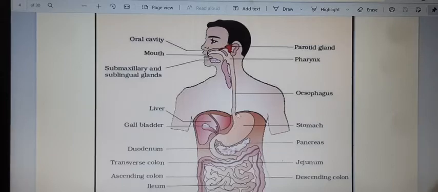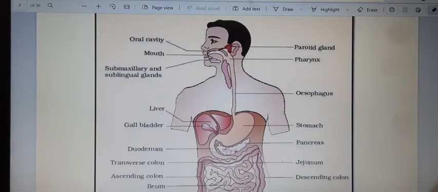So this opening of esophagus into stomach is guarded by esophageal sphincter. This keeps the opening of esophagus closed, and only when the food is swallowed, then only this opening is open and the food enters into the stomach. Then stomach is having the parts like upper part fundus, then the body, then the pyloric end, and this pylorus has the pyloric sphincter here. It opens into the small intestine.